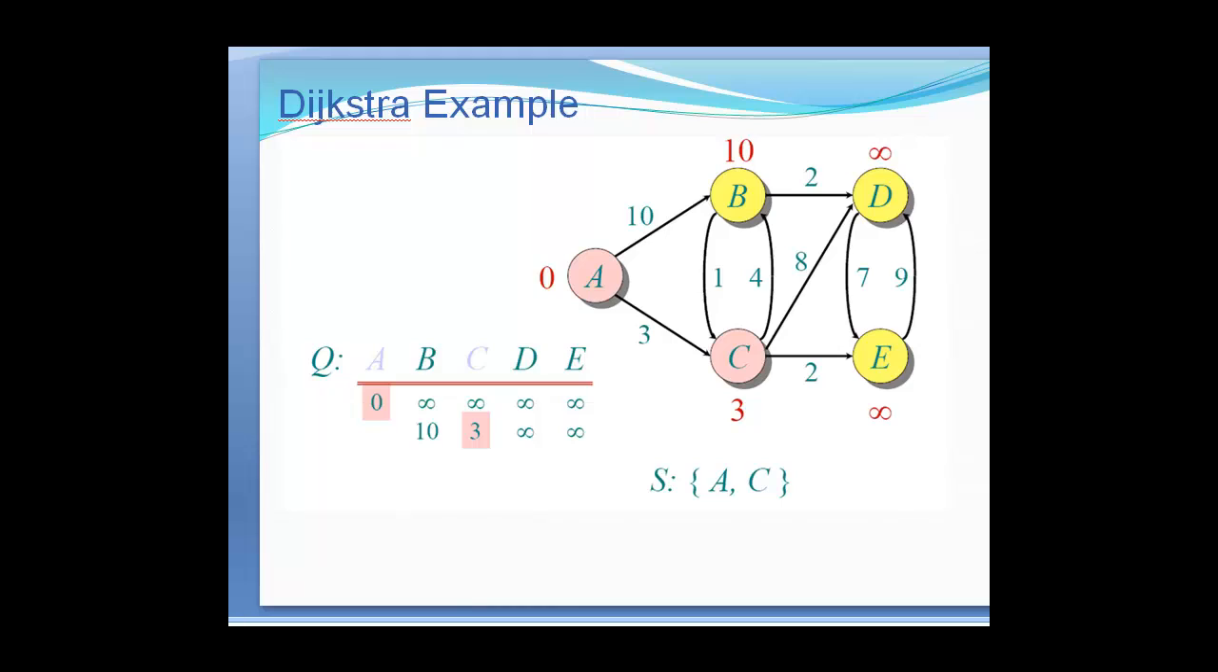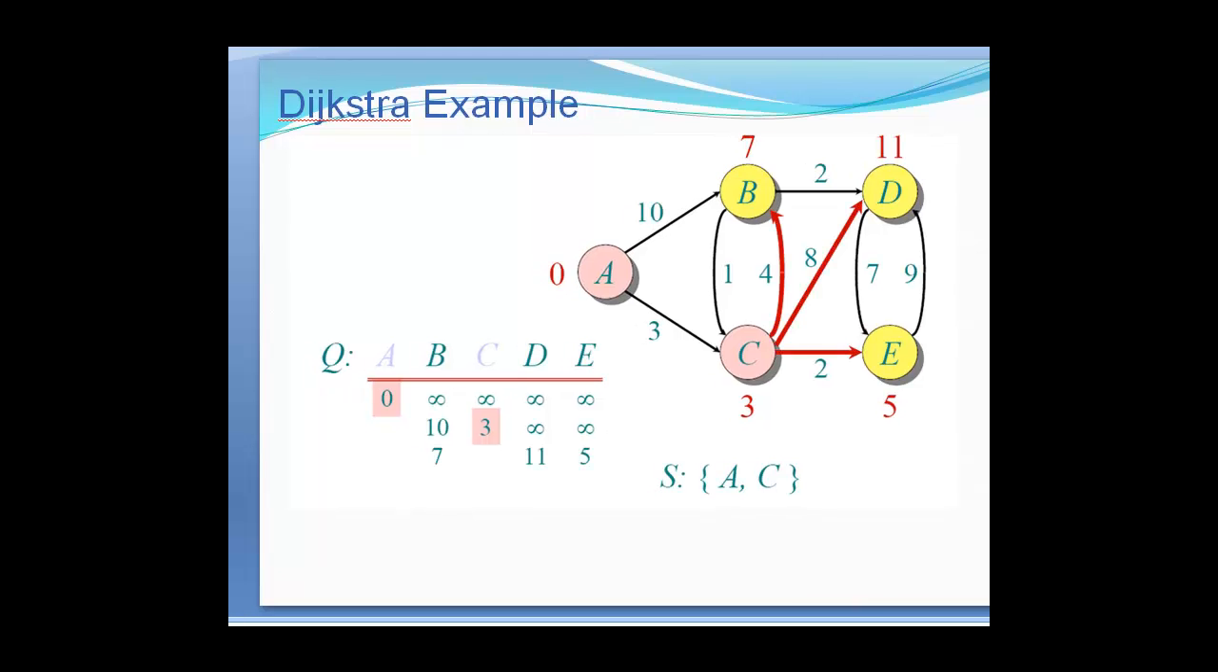Now starting with C, we examine each node adjacent to C, that is B, D and E. C to E distance is 2, C to D distance is 8 and C to B distance is 4. So we relabel B with the weight 7, and we label E with the weight 5 and D with the weight 11. Now we select the path C to E because it is the shortest distance. Now we examine D, which is adjacent to E. E to D distance is 14, so we will not relabel D with the weight 14.